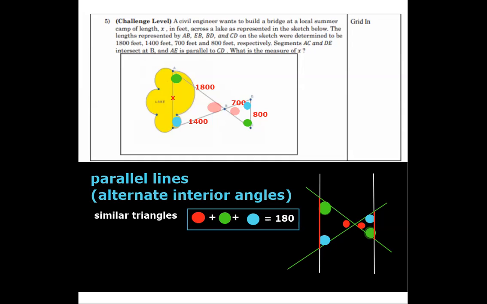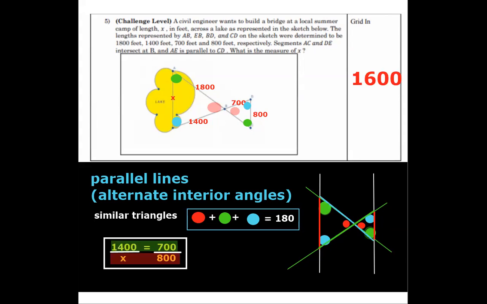So the triangle on the left, ABE, is similar to triangle CBD. All three angles inside are the same. So we can set up the proportion for the corresponding sides.